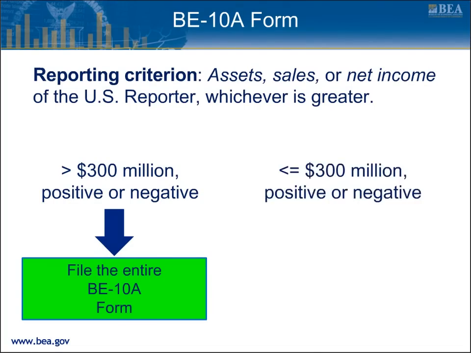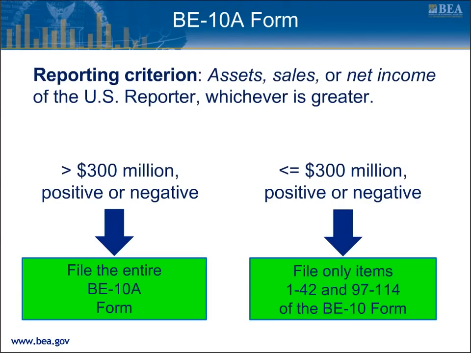If the assets, sales, or net income of the U.S. reporter, positive or negative, are all smaller than or equal to $300 million at the end of 2014, then the U.S. reporter needs to complete only items 1 through 42 and 97 through 114 of the form.